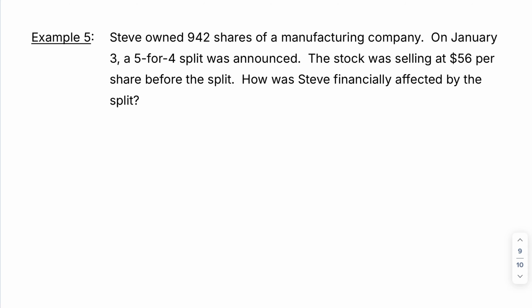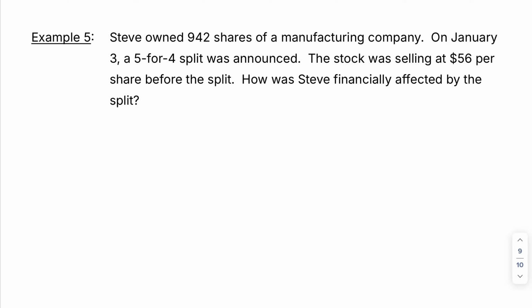So in this example, Steve owned 942 shares of a manufacturing company. On January 3rd, a 5-for-4 split was announced. So the stock was selling at $56 per share before the split, and the question is, how was Steve financially affected by the split? Okay, so I didn't use this equation earlier because the calculation was fairly straightforward.